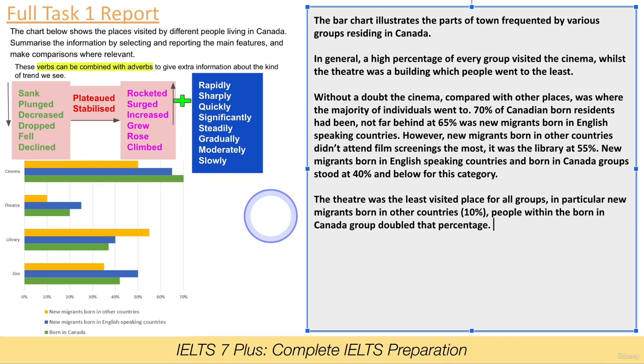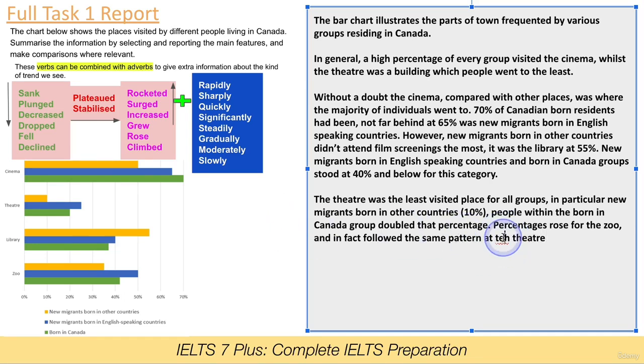Right, so let's talk about the zoo then. Let's wrap this up. All groups, or maybe percentages, rose for the zoo, and in fact followed the same pattern as the theatre, where new migrants, we want to talk about that 50%, born in English speaking countries, held the highest percentage, 50%.